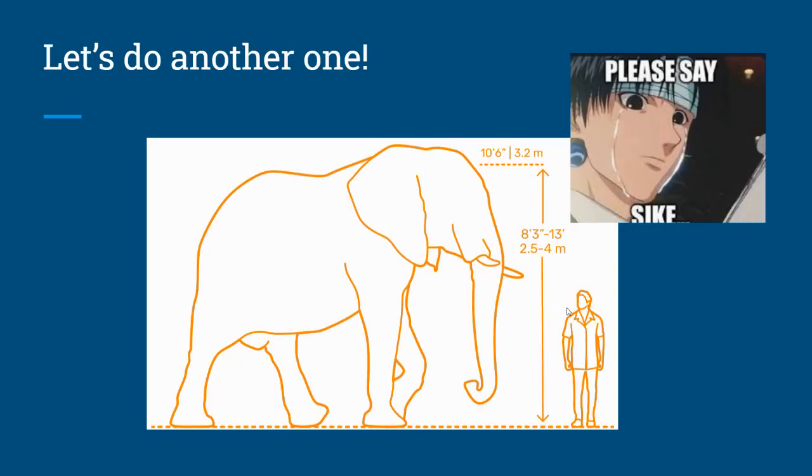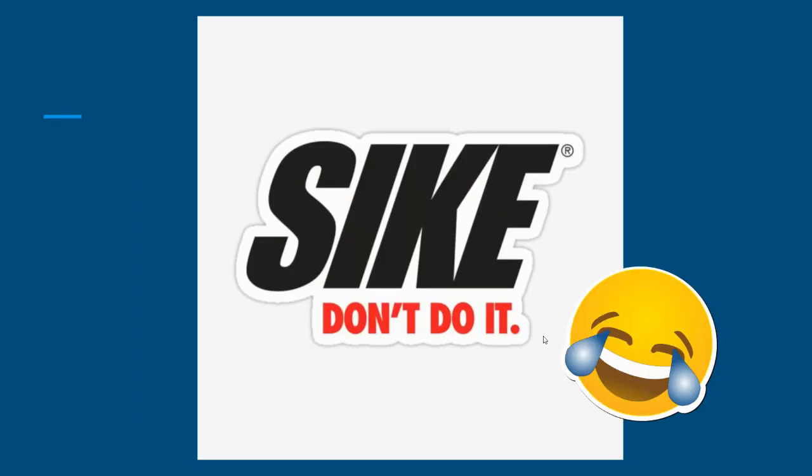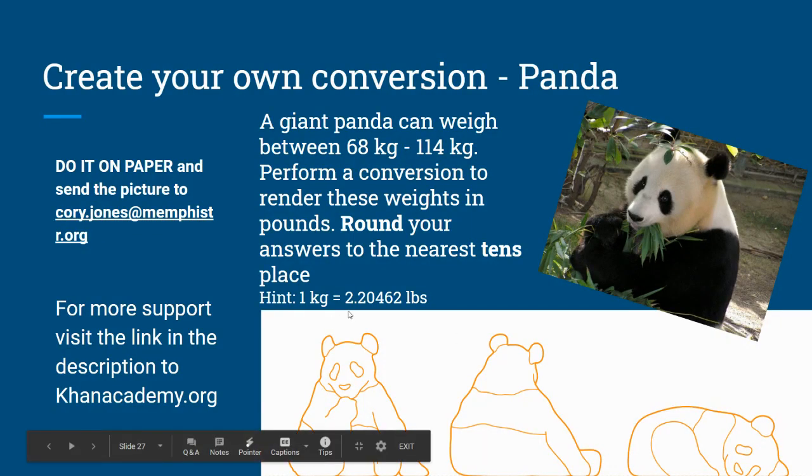Let's do another one. All right, I'm going to let you off easy, but not too easy because I want you to create your own conversion. I want you to do it on paper, and I want you to send me a picture of your work to my email address. Here's the problem. A giant panda can weigh between 68 kilograms and 114 kilograms. Perform conversion to render these weights in pounds. Round your answers to the nearest tens place.